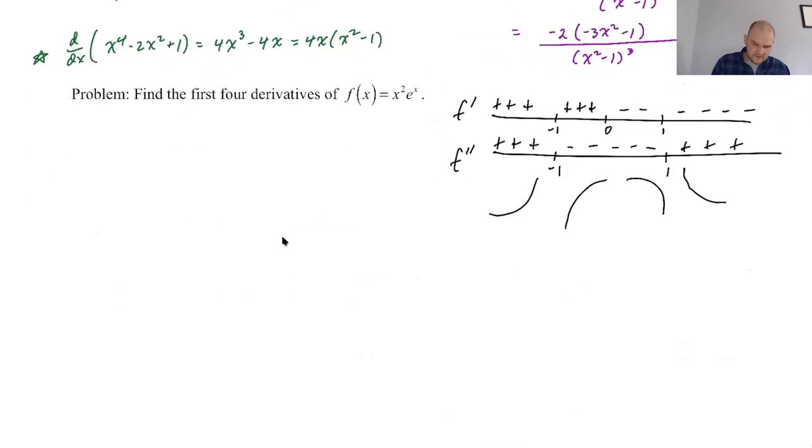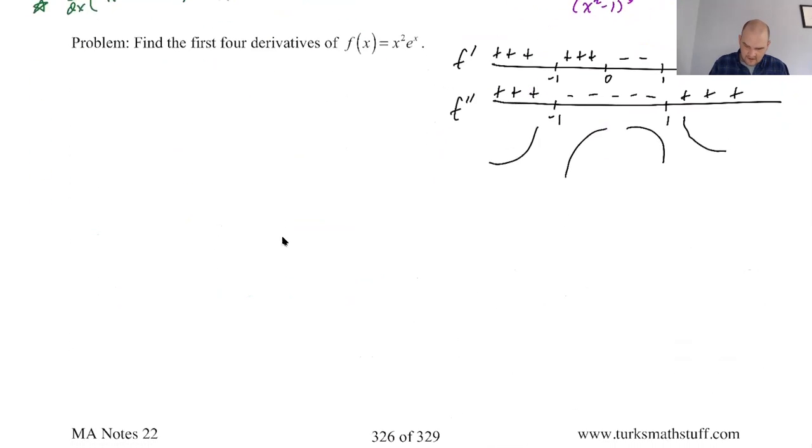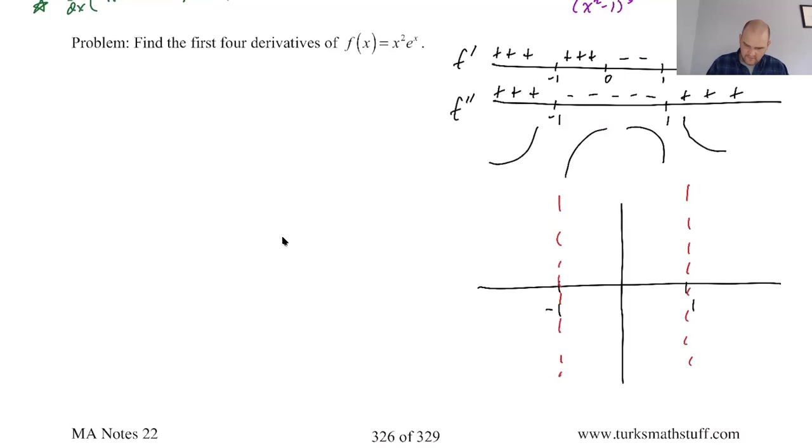All right, I think we can do this. I think this isn't actually that bad. So here are our axes. Negative 1 and 1 are vertical asymptotes. Y equals 0 is a horizontal asymptote. And then our curve is increasing concave up while respecting the asymptotes.